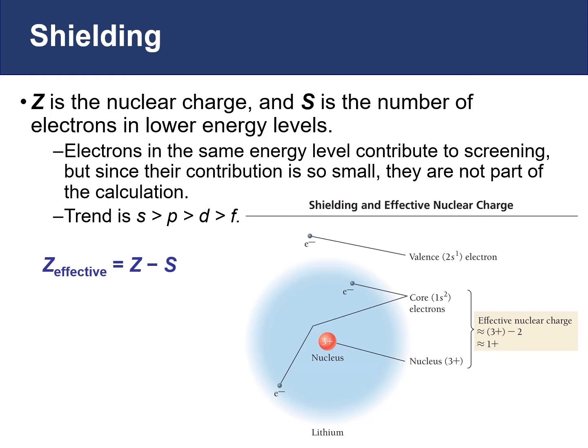The noble gases are the far right part of the periodic table, the furthest-right group, and those are when you close out a particular shell.